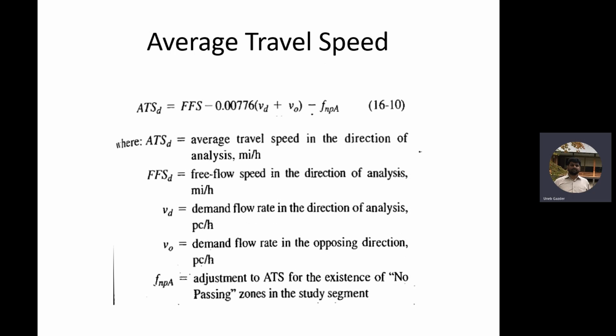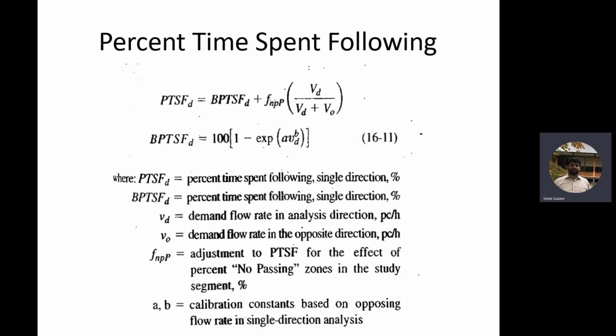This is the equation for calculating ATS, and again D is for what? Your direction. Okay, and again we can see here we are using VD, flow rate in your direction, V naught, flow rate in the opposite direction, and FFS, free flow speed, which you already calculated or corrected. Then we see the factor of no passing zone again, but this one is for calculation of ATS. Okay, so the no passing zone factor is different for ATS and PTSF. Okay. And now we have discussed so many factors, right? The factor of no passing for ATS, the factor of no passing for PTSF, and then in the equation there were A and B as well. Look at the second equation.